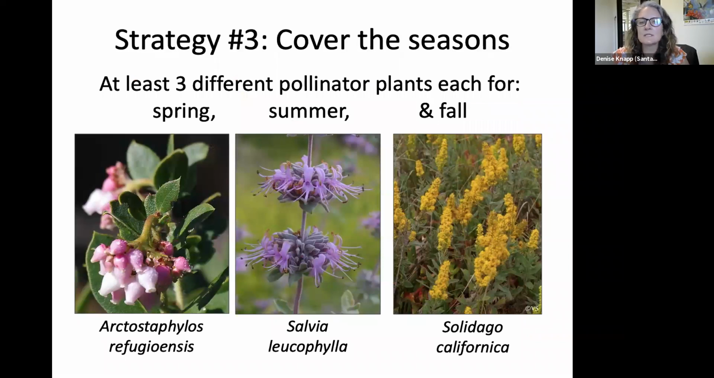Strategy 3 is to cover the seasons. Try to have at least 3 different pollinator plants each for spring, summer, and fall. So I'll give a couple examples of some beautiful natives that you could plant. For spring, you might plant manzanita, some of the earlier bloomers and superstars for pollinators. For summer, you might plant some sages like this purple sage here. And then for fall, there are fewer to choose from, but some superstars like this solidago, or goldenrod. Next.